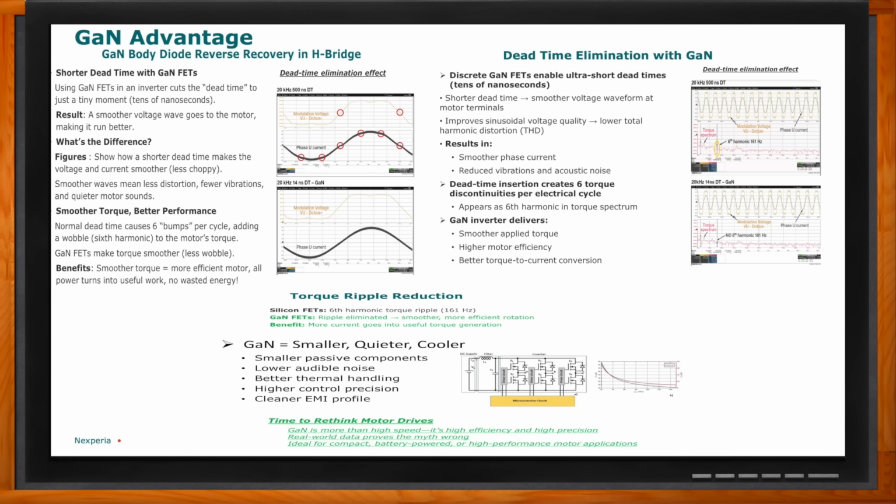Smoother torque gives you a much more efficient motor, and all power turns into useful work, so no wasted energy. And you can get close to, let's say, 90% efficiency versus 70% efficiency or maybe 60% efficiency with the silicon MOSFET.